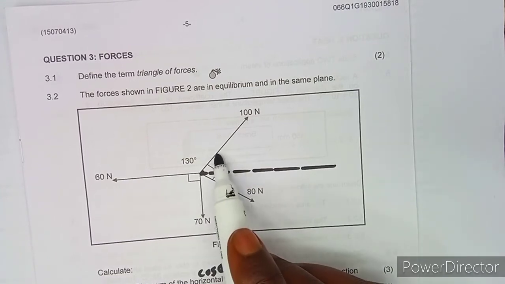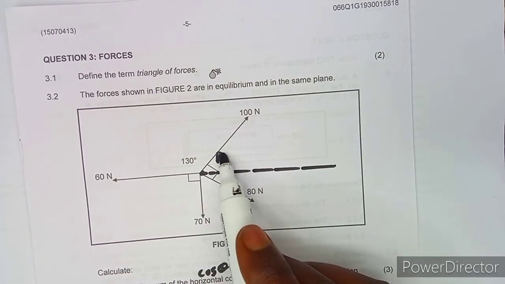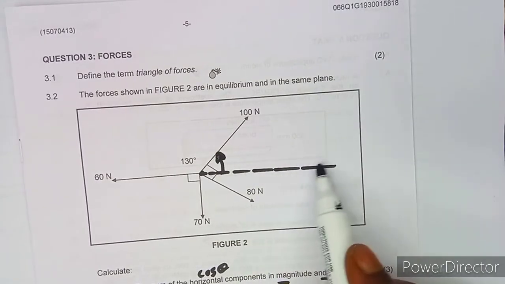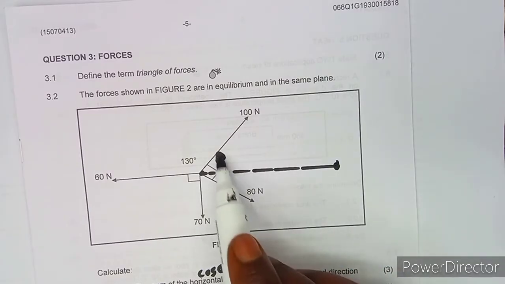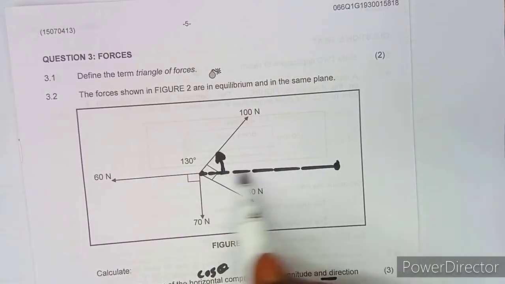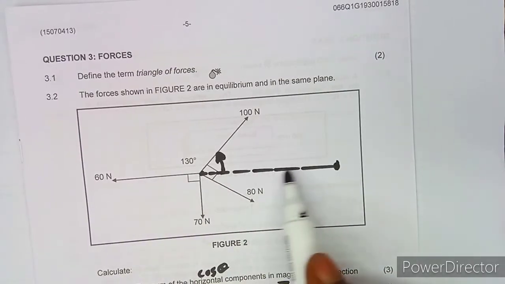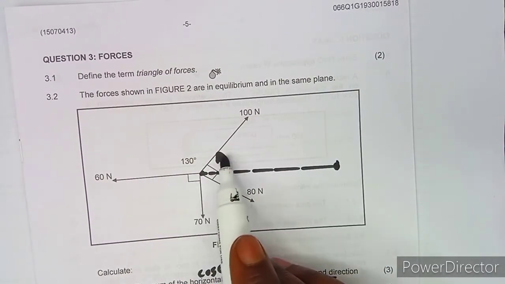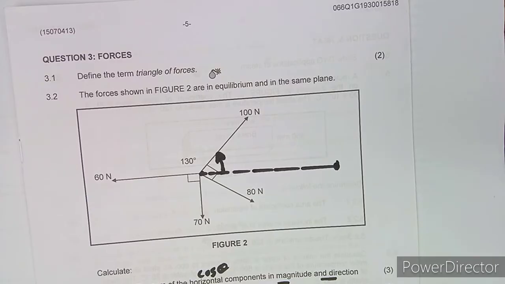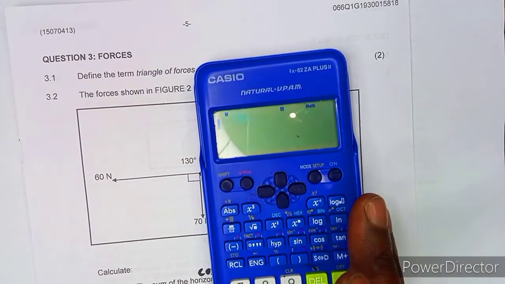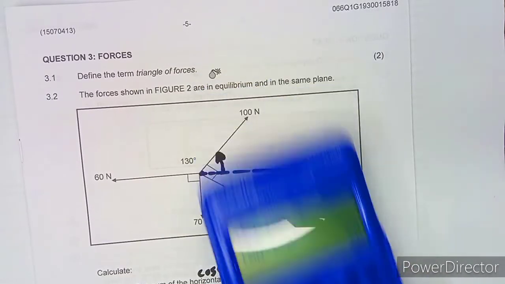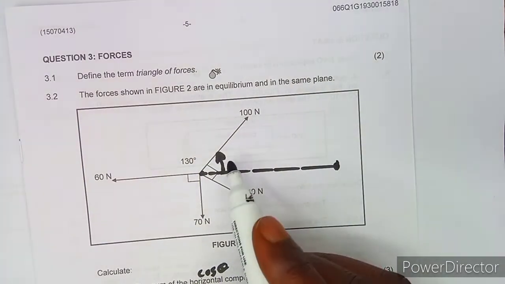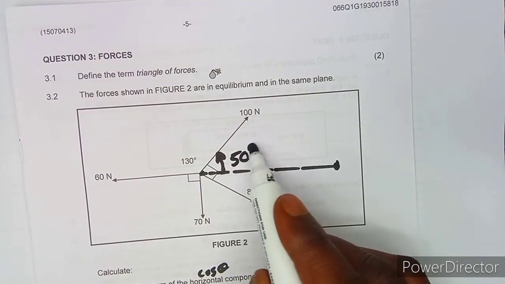So I can find this angle here. Remember, it's supposed to be from the horizontal axis. This is a horizontal axis, this one. So I'm now having this angle. How can I determine this angle? These are angles on a straight line. Take note, angles on a straight line add up to 180. So to find this angle, we're going to subtract that 130 from 180. So 180 minus 130 is 50. So this angle is going to be 50 degrees here.